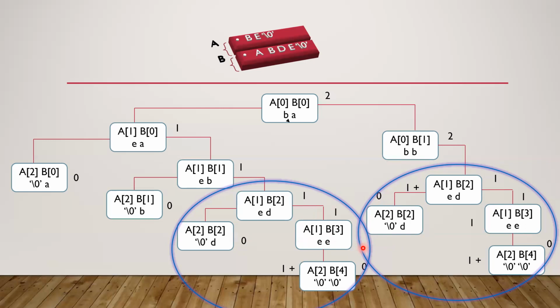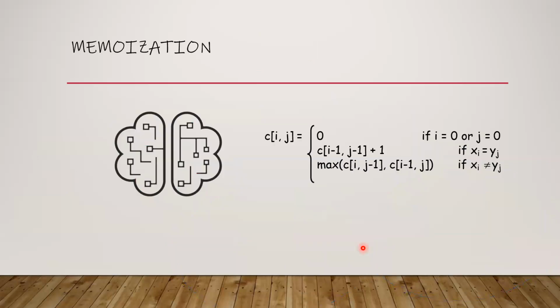So if we solve this LCS problem with dynamic programming, we can store the previous values, and the stored values can be used when the same call occurs. This can be done with memoization, which reduces time complexity. Now let's see the condition of the memoization method.